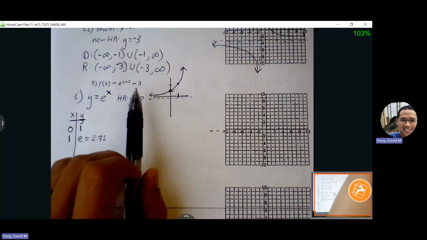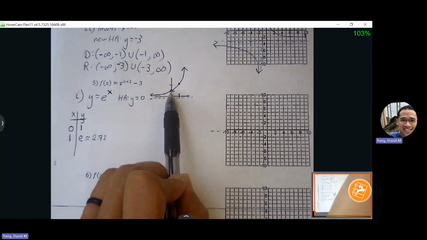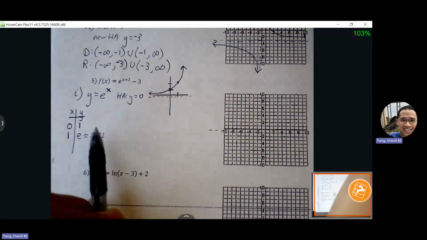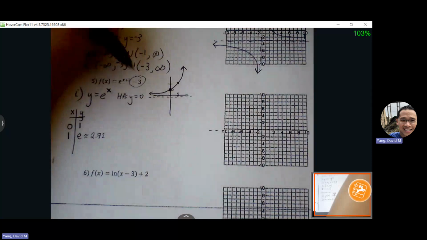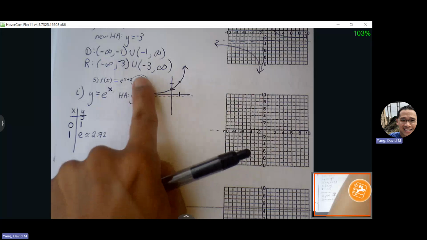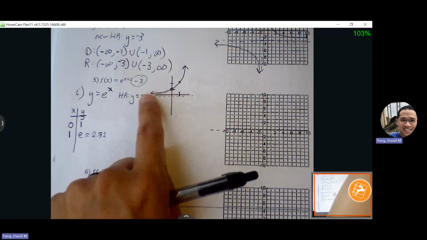So e to the x plus 2 minus 3, we can just follow this point here, right? This is an easy point, 0, 1. We just take this point and shift it which direction? Left 2 and down 3, right? So from that 0, 1, we'll go left 2, down 3. And also, this -3 is going to indicate where your new horizontal asymptote is. Without any number there, you can think of it as +0. That +0 is the asymptote. So -3 is going to shift the asymptote down 3 units.